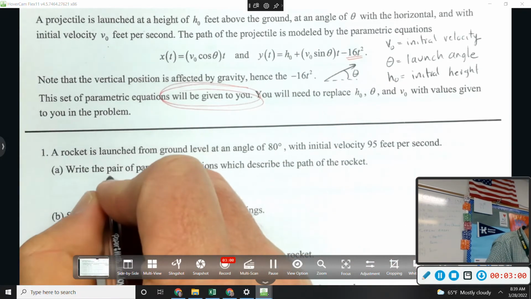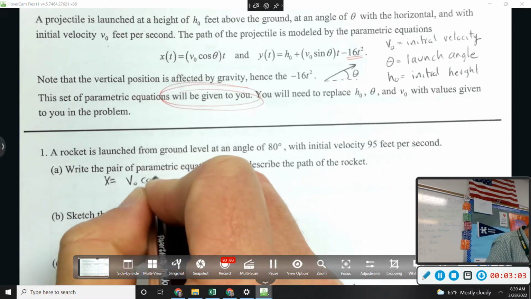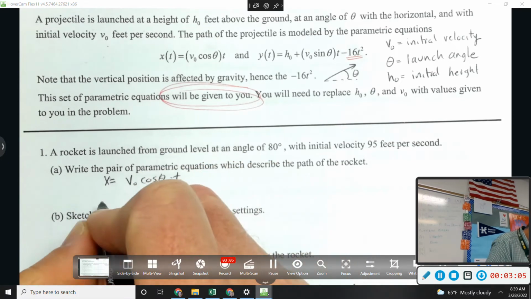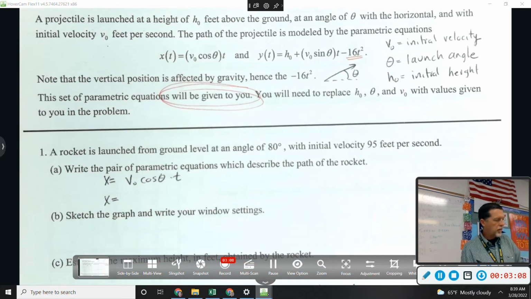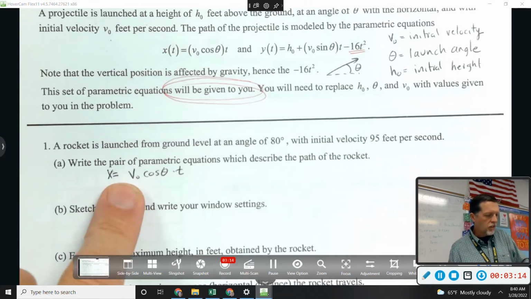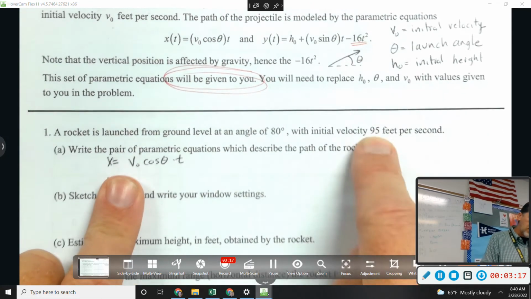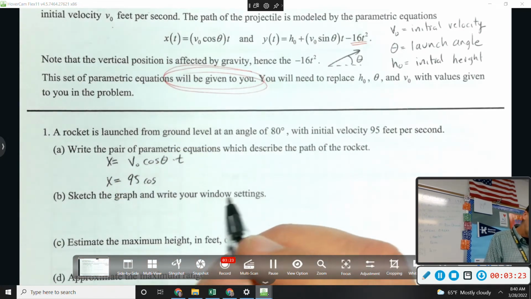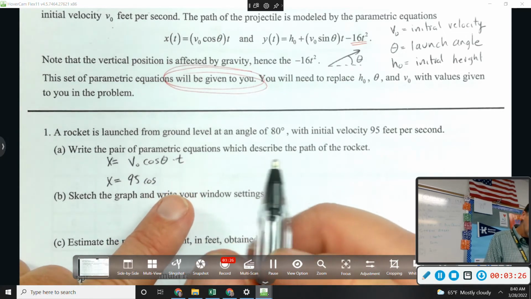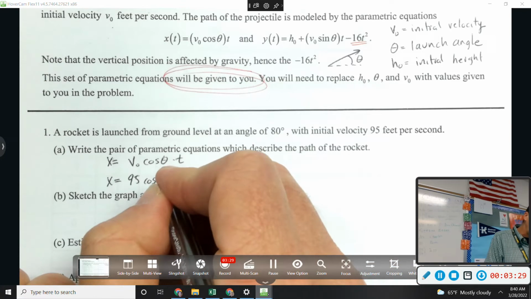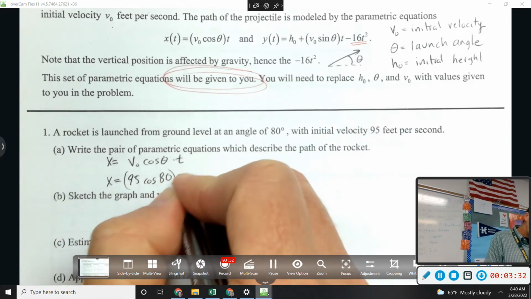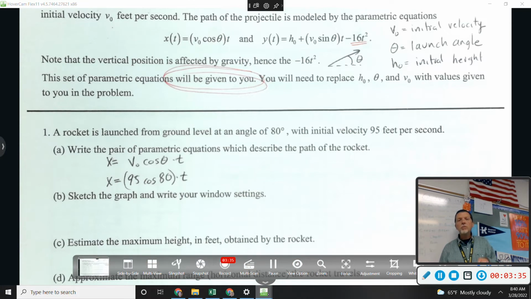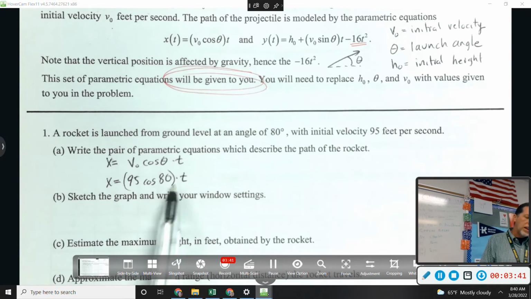All right, a pair of equations. So x equals v0 cosine theta times t. So what's v0? What does v0 stand for, and what is it? 95. Cosine of, this one's easy because there's only one angle in the problem, 80, and then that times t. I want to write the y one before I plug it in. 95 cosine 80 times t.